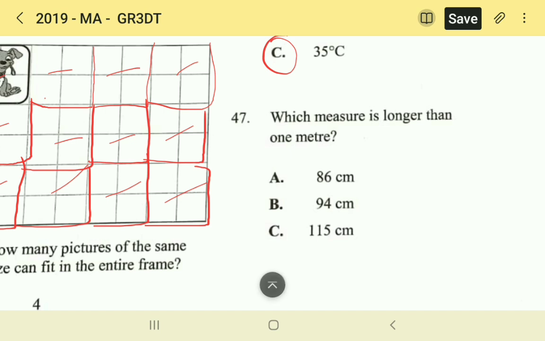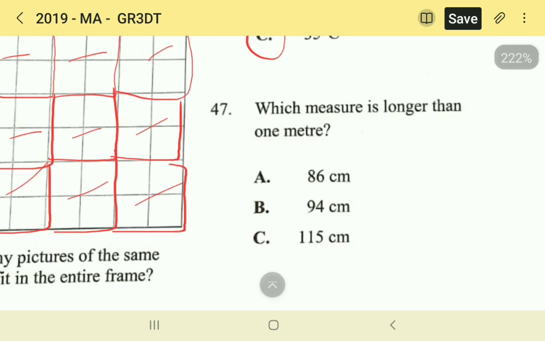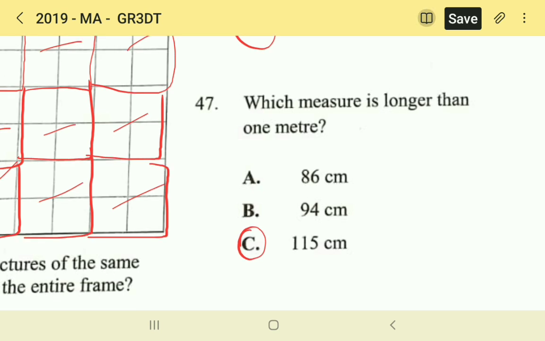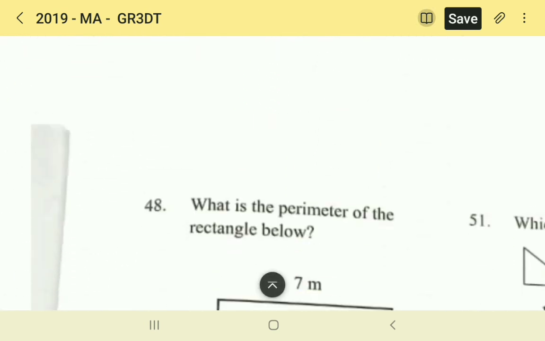Which measure is long? Oh God, this is another repeat. This one is 115. Remember, 100 centimeters will make a meter. So the one that is more than 100 here is 115. Go through the videos. See, this is a warning to you. Watch all of my videos for grade 3.